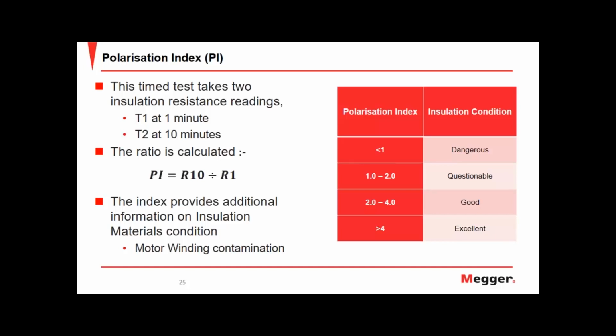So above 4, we regard this as an excellent polarization index. Below 1, it's dangerous and could fail at any moment. Just as an aside, it might be worth noting that when you perform a PI test, because you've gone through a 30-second and a 60-second interval, the DAR value is provided as part of this PI test as well. So that's a good way to kill two birds with one stone. You get two tests for the price of one.